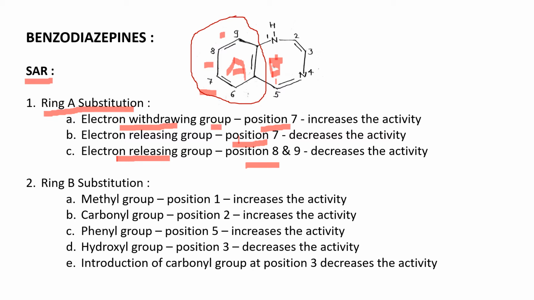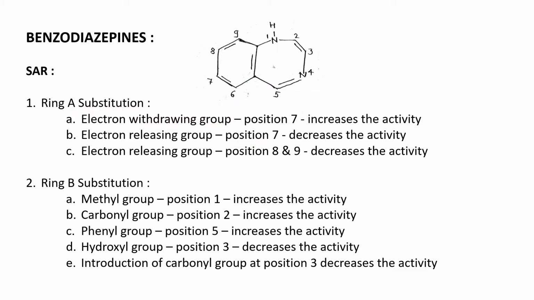Now we will see the structural activity relationship of the B ring. This I will assume as B1. This one, that is ring B substitution.